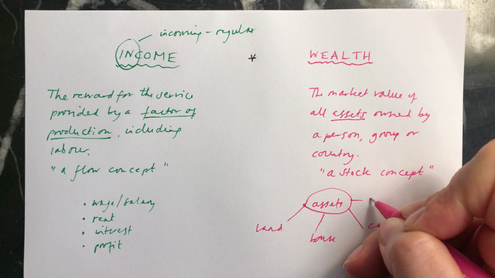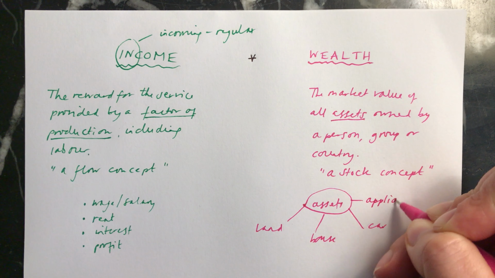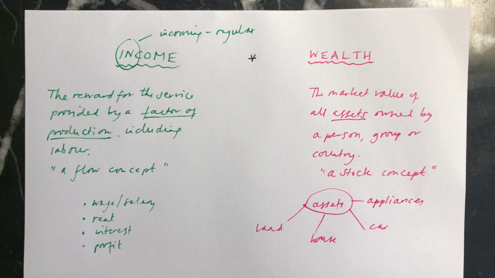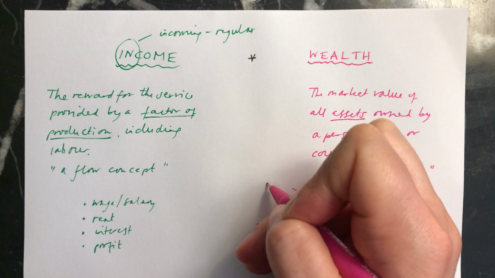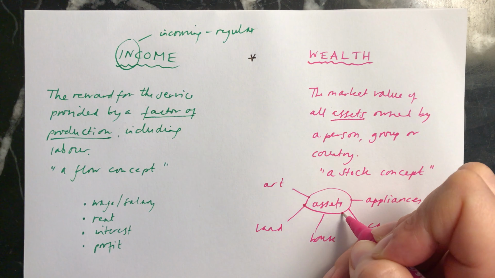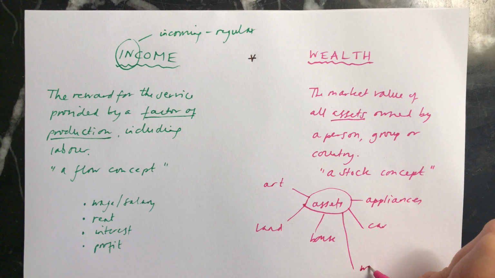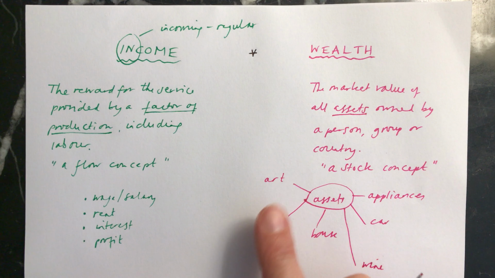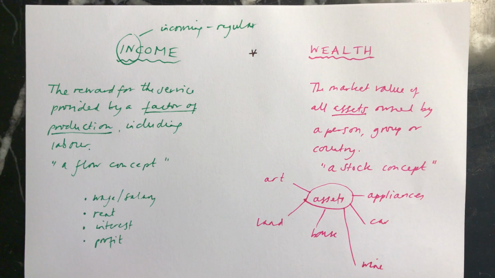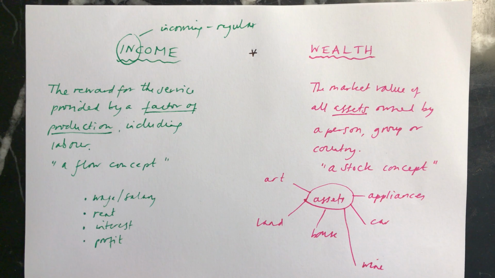Also, you may have appliances in your house, so you might have a TV, for example. And you could own something like some artwork. You might own, for instance, some wine. You might have a cellar full of wine. And these assets are things that you hold on to, they're stock that you have, and they will have a value, and the value of those things might go up or down.